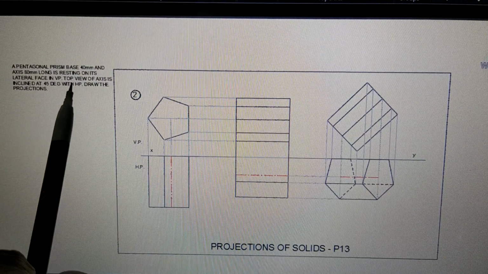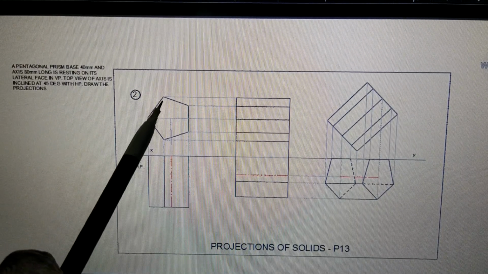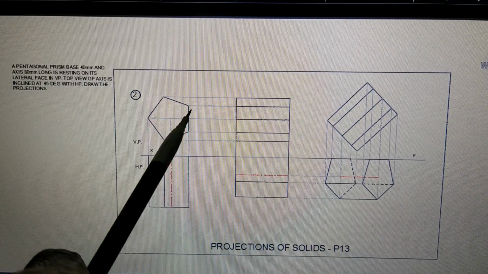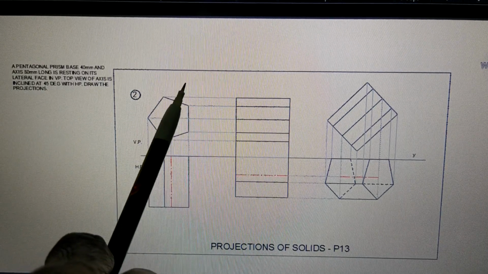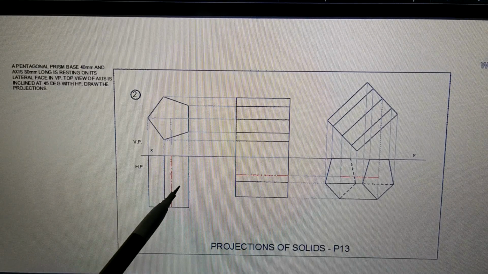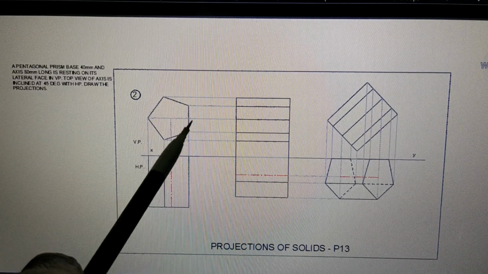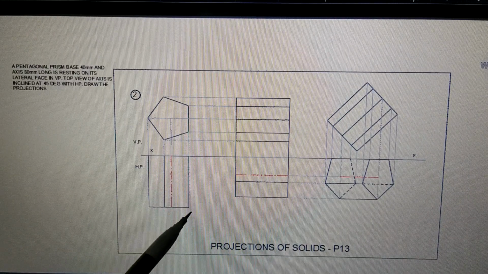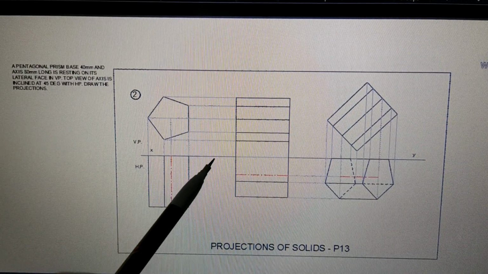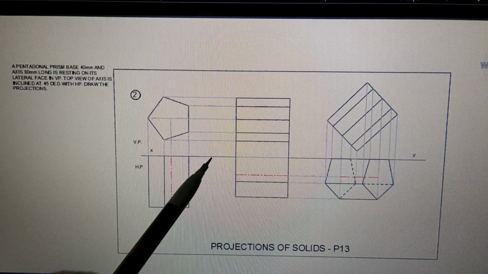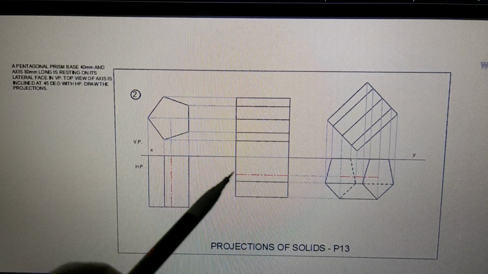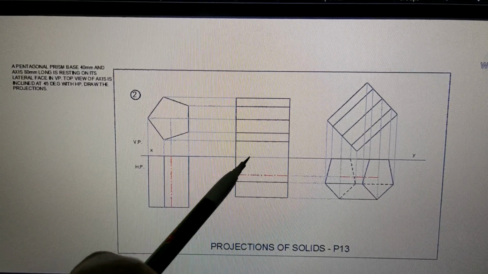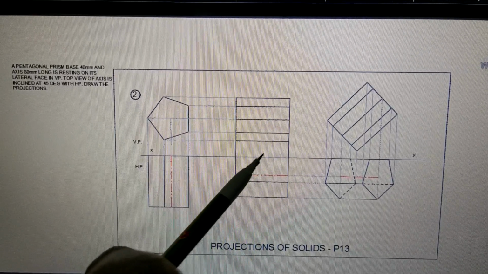Now the prism is resting in VP. That means we have to start with this. Here you have to draw the pentagonal shape in the front view, because the background is VP. And then you draw the top view like this. Then it is going to rest on the lateral face. So this is the lateral face. That means this line is the lateral face. Now this line is going to turn and touch the XY line. So this figure we draw here after the rotation, so that this line has come here. It is not seen properly, but this line has come here.